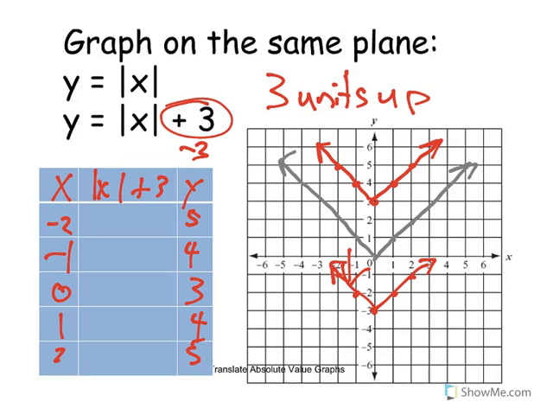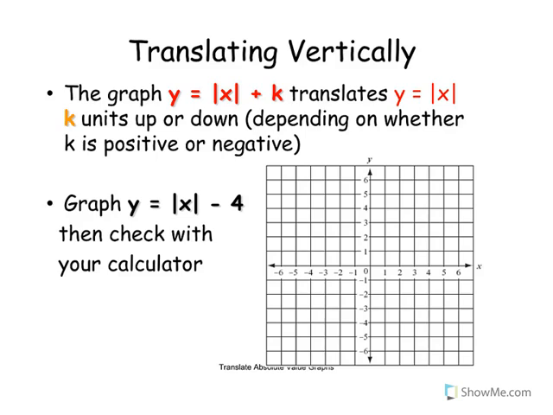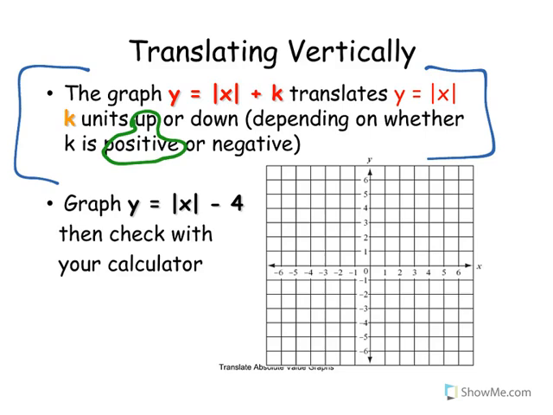All right, so that tells us something about translating, right? I don't want to have to make this whole table unless I have to. So if I know what my benchmark looks like, and that's the gray one that I've got, if I've got plus or minus a number, all I need to do is either push it up or down. So this part we're going to get in our notes because this is really important. The absolute value of x plus k, where k is some number, translates our original graph k units up or down, whether it's positive or negative. So if k is positive, it moves it up. And if k is negative, it moves it down.